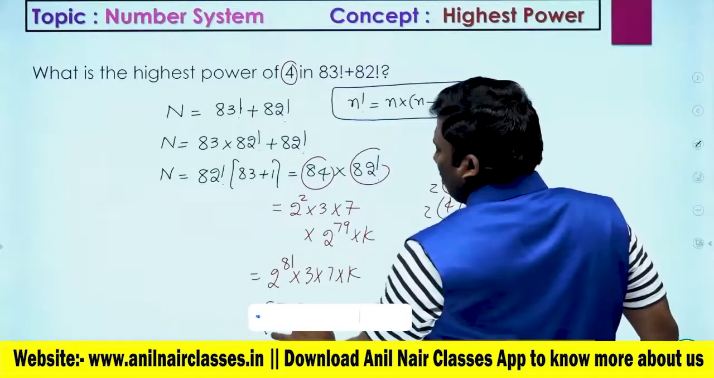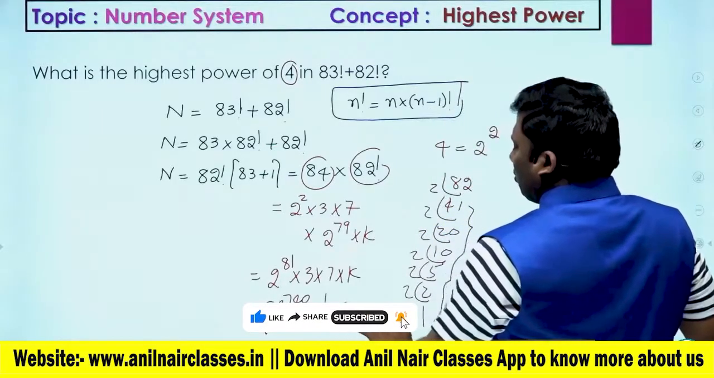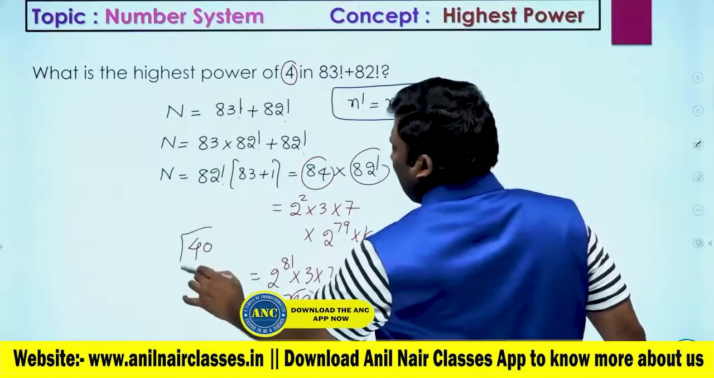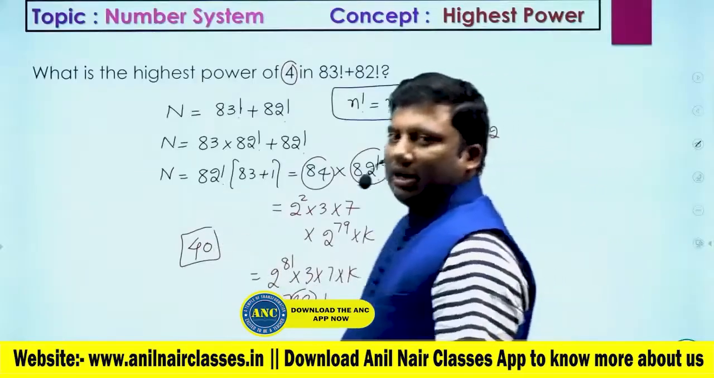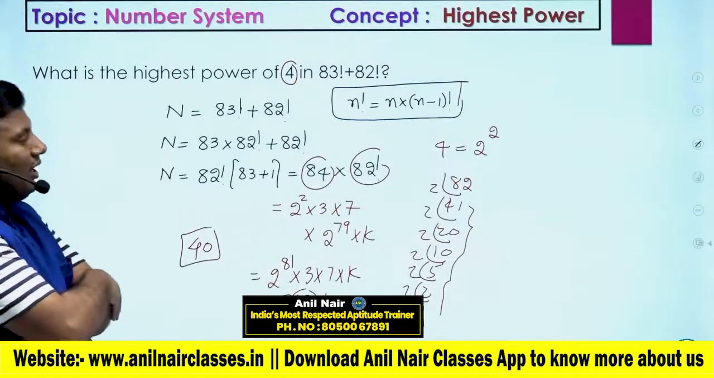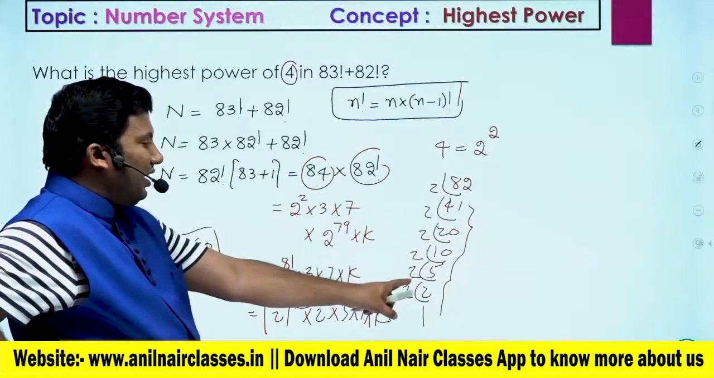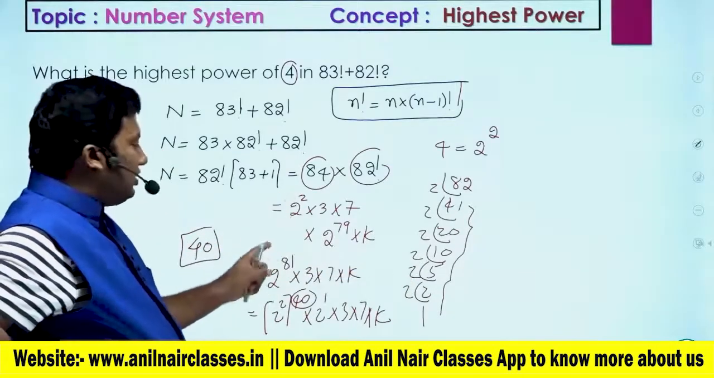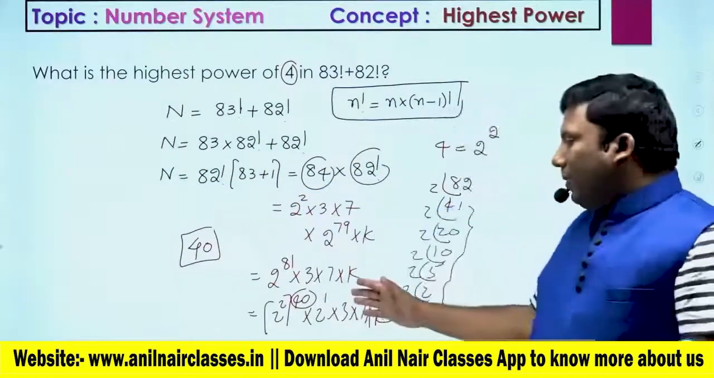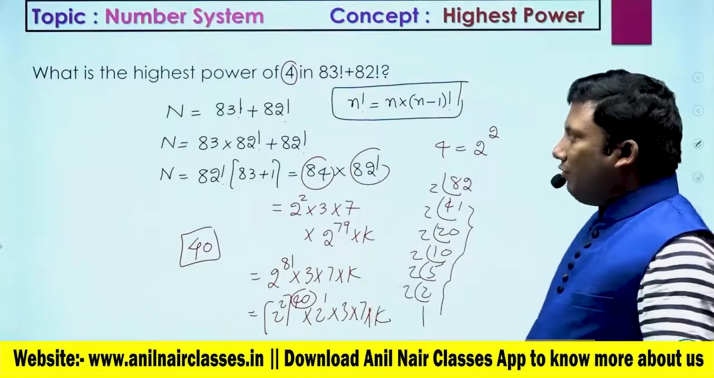So this will be 2 square power 40 into 2 power 1 into 3 into 7 into k. Highest power of 4 in this value will be 40. I hope the idea is clear. 84 into 82 factorial. Highest power of 2 in 82 factorial is 79, and outside 2 is there, so 81. 2 power 81 can be written as 2 square power 40 into 2 power 1. 4 power 40. Highest power of 4 will be 40.